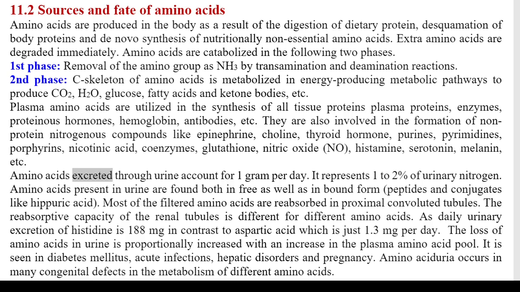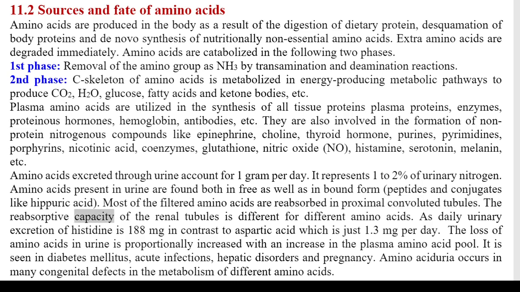Amino acids excreted through urine account for 1 gram per day. It represents 1 to 2% of urinary nitrogen. Amino acids present in urine are found both in free as well as in bound form, peptides and conjugates like hippuric acid. Most of the filtered amino acids are reabsorbed in proximal convoluted tubules.